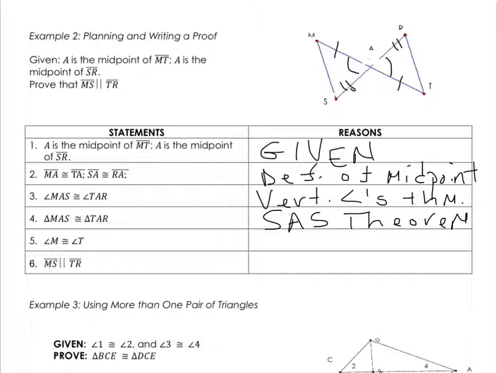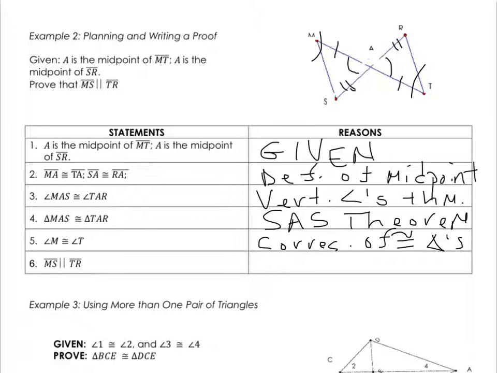All right, from there we say that angle M is congruent to angle T. Now, why do you think we can say that? Well, because corresponding parts of congruent triangles are congruent. So this has to do with the corresponding parts of congruent triangles are congruent. I'm trying to abbreviate here, and I'm hoping that you have a little more room to write that in on your notes.